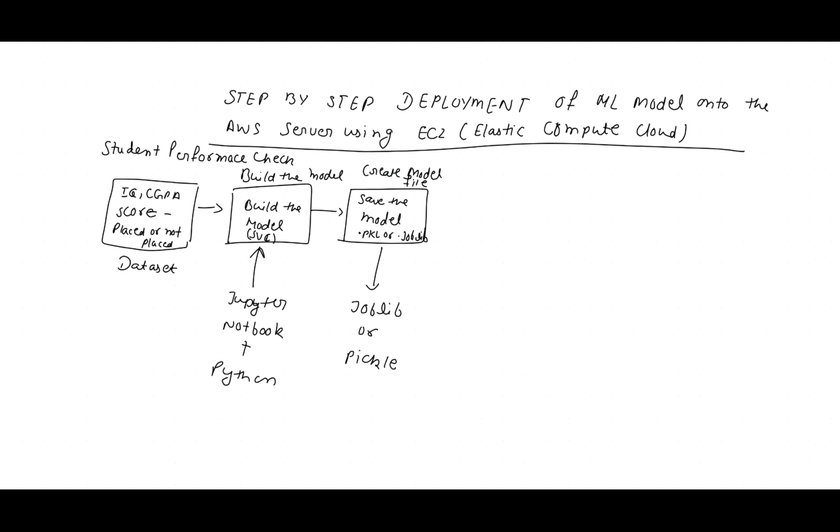This will create a binary file for saving the model. This file is very important because you are going to use it to deploy onto the server. Joblib is faster than pickle. I have used both, but today we are going to use pickle. It's your choice. If you want, you can use joblib too. If you want to take a deep dive into the documentation, you can just Google pickle Python and joblib Python.